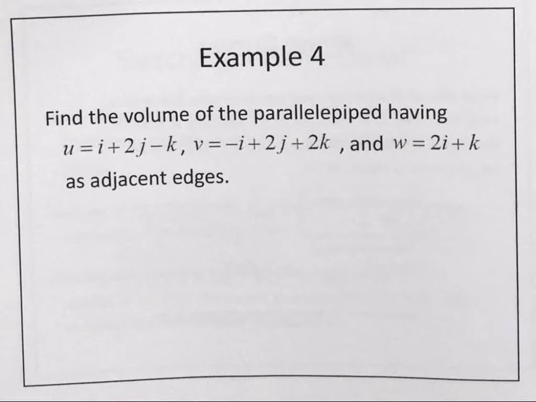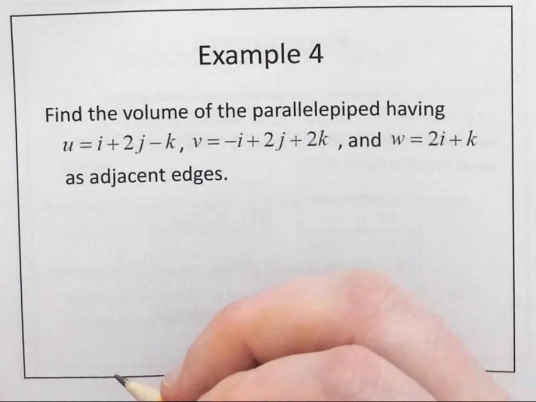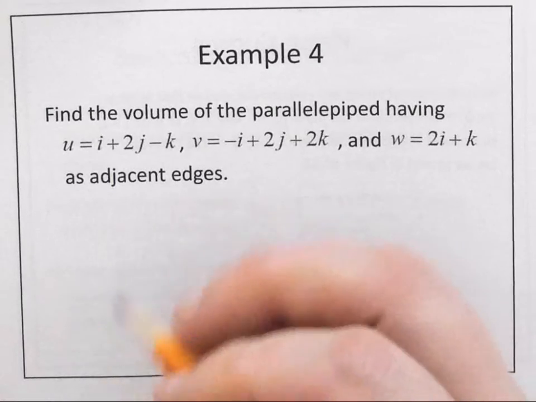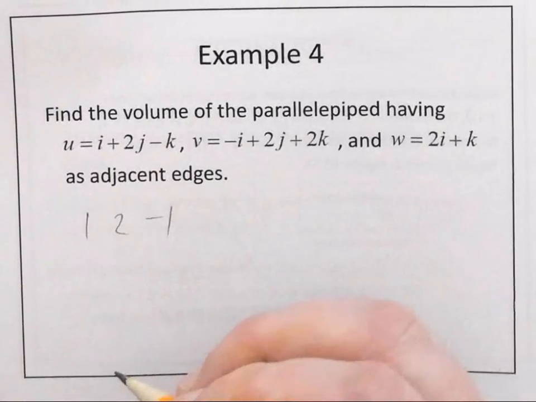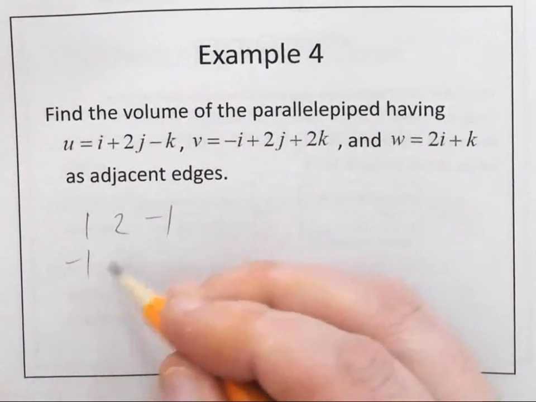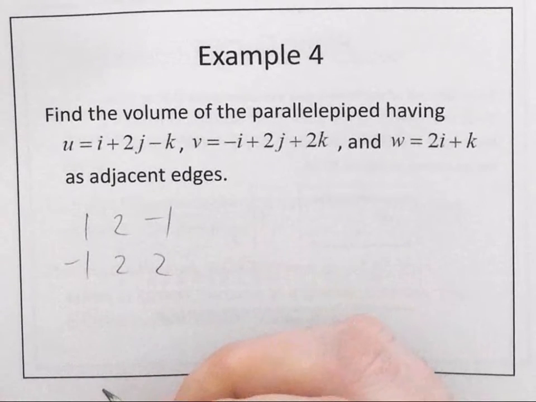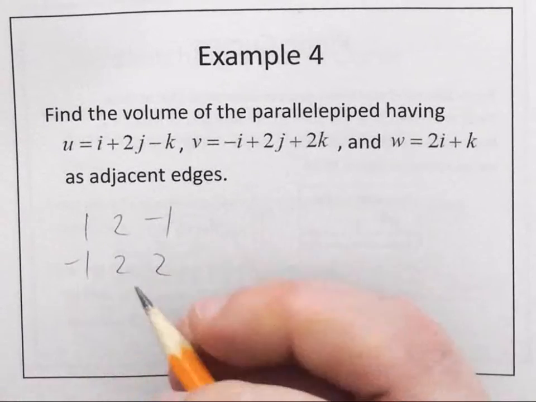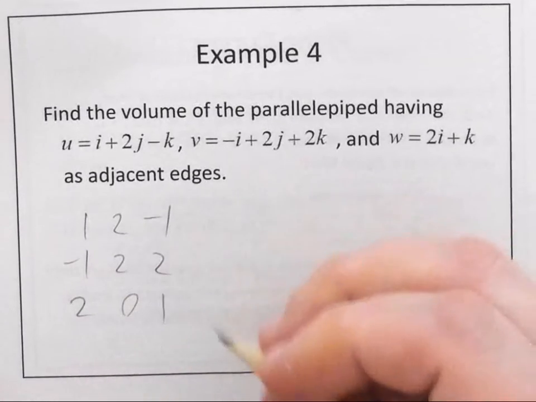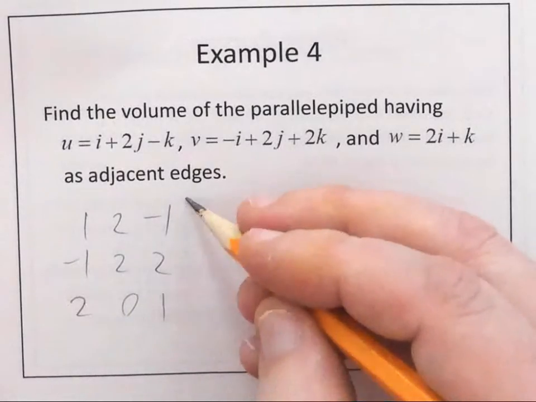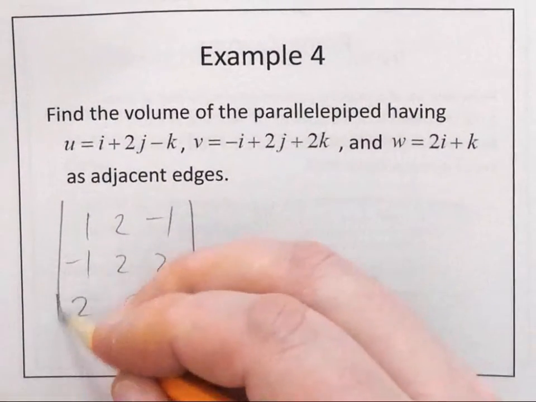well, what's my matrix going to look like? 1, 2, negative 1. Middle row? Bottom row? 2, 0, 1. And I want to take the determinant of that. Now, does anybody remember how to do the determinant?